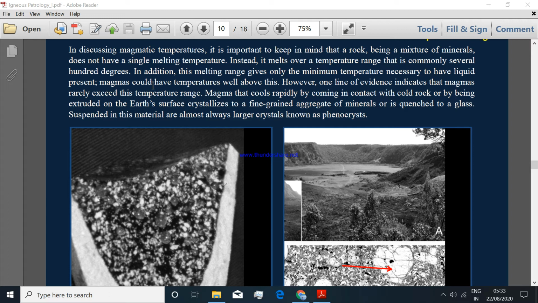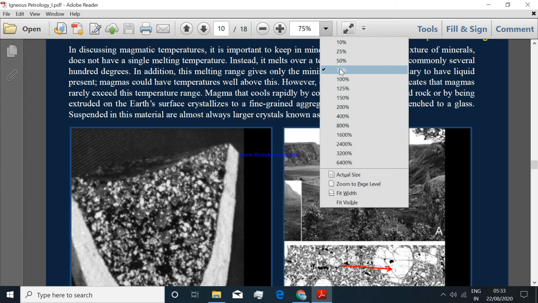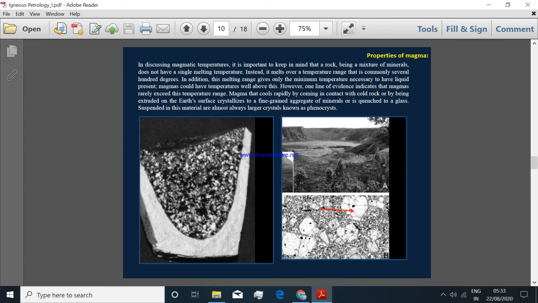One line of evidence indicates that a magma rarely exceeds the temperature range, and magma that cools rapidly by coming in contact with a cold rock or by being extruded on the surface crystallizes to a fine-grained aggregate of minerals or is quenched to glass. Suspended in it are almost always larger crystals known as phenocrysts, a phenomenon which happens by the time a rock is getting crystallized.